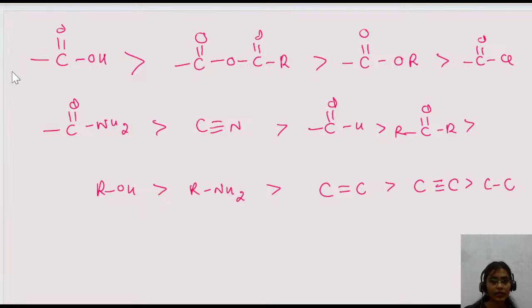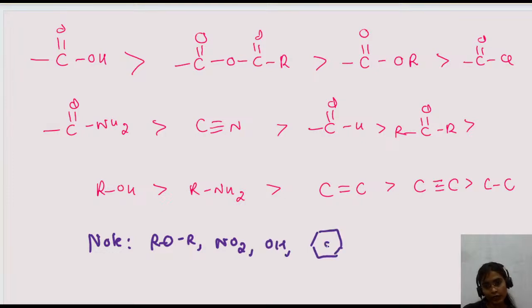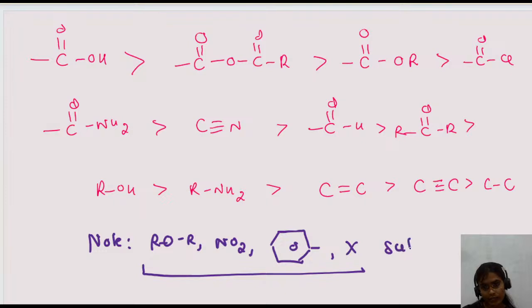And make a note, a kind of important point here. The OR group, NO2 group, phenyl group, or halogen, you have to treat these like a substituent. This is not a special type of functional group. Simple halogen, NO2 group, OR group, or phenyl, you have to treat them like a normal substituent only. Okay, so is this point clear, Navish?